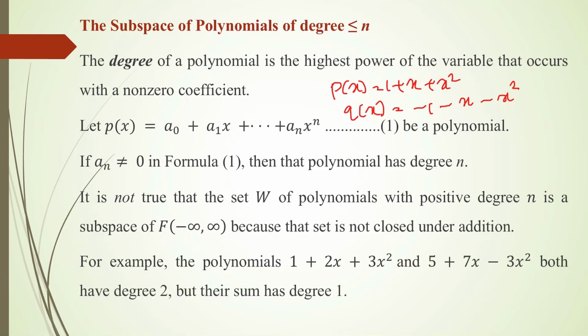So, here is another example: 1 plus 2x plus 3x square and 5 plus 7x minus 3x square. When we add them together, plus 3x square and minus 3x square will get cancelled. What we have is 6 plus 9x, which is a polynomial of degree 1.